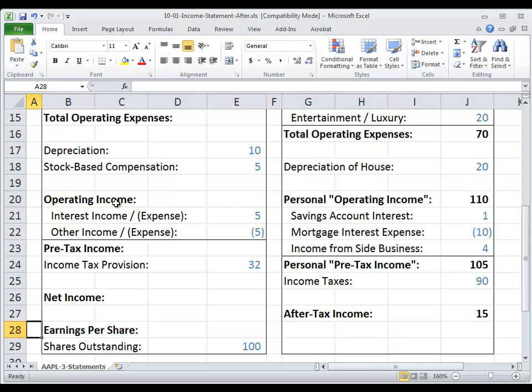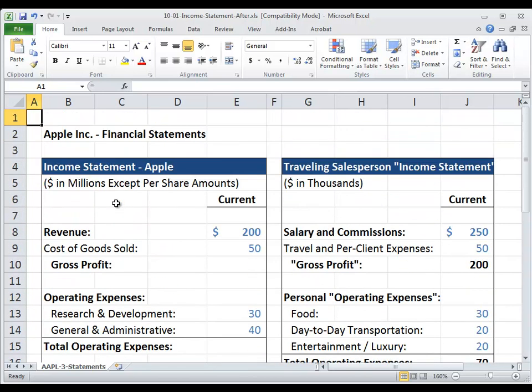So pause this video right now, give it a shot yourself, and then if you get stuck or you have questions or you're confused about something, you can unpause the video and then we'll walk through it together and I'll show you exactly how to fill out the rest of this income statement.